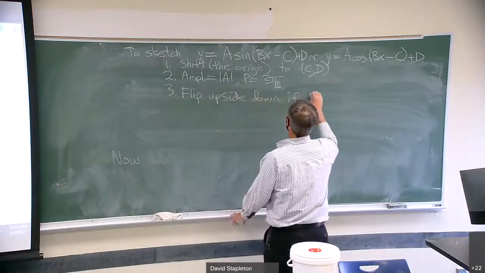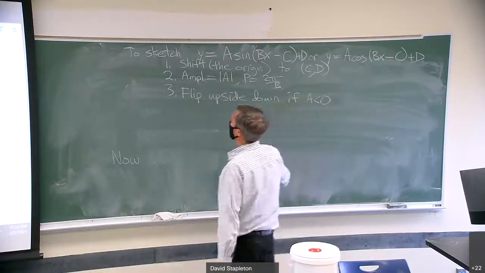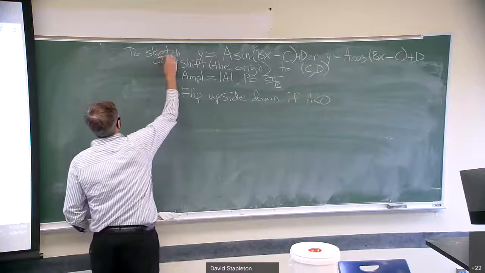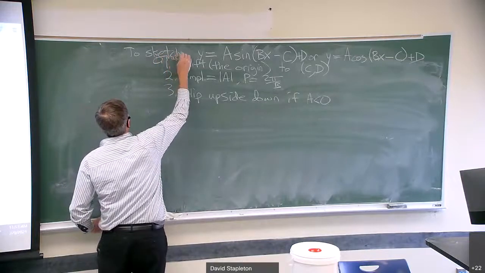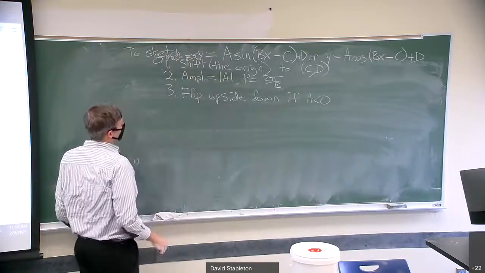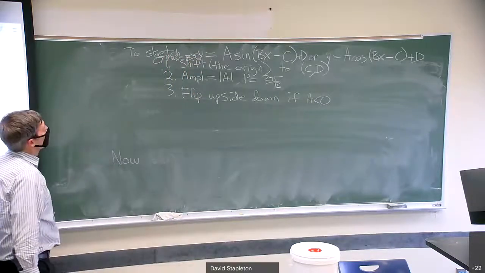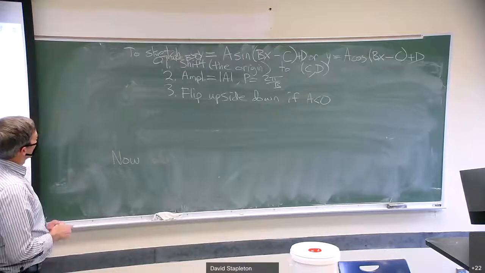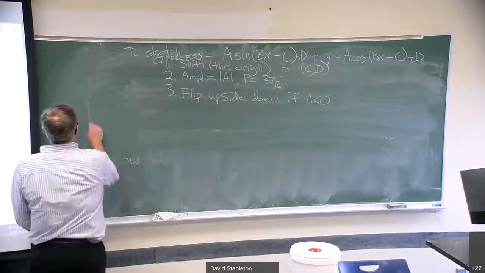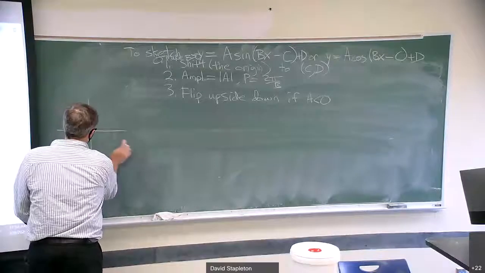And I forgot something, shoot. First you want to make b positive. So I put in a step 0, make b positive by an even-odd identity. Assuming b is positive, then you can only have a vertical. I'm realizing I neglected to put up an example of that shifting.